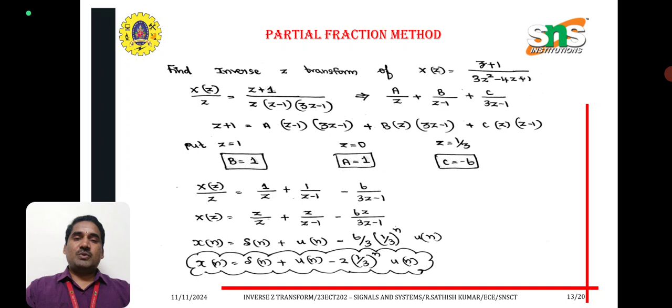Therefore, we can apply the partial fraction method. We can get the values as A is equal to 1, B is equal to 1, C is equal to minus 6. Now we can multiply with z. Therefore, X of z is equal to z by z plus z divided by z minus 1 minus 6z divided by 3z minus 1. We can apply the inverse z transform based on ROC. We can get x of n is equal to delta of n plus u of n minus 2 into 1 by 3 power n into u of n.